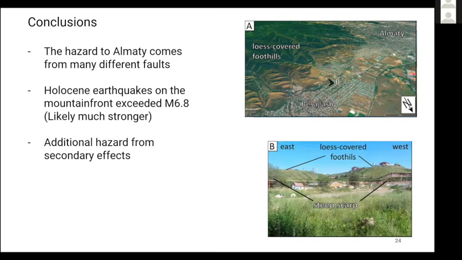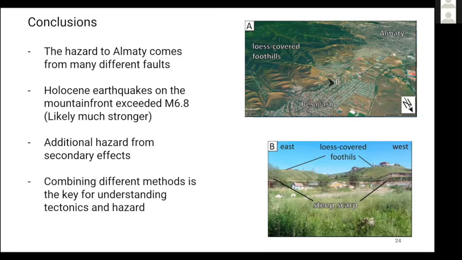Also, the canal, for example, and all the roads and infrastructure run across and along these loess hills. So if there's a big earthquake on that mountain front fault, that's gotta be a huge problem from many different perspectives. And I hope I could also show you that really combining different methods, combining different data sets and field observations and GPS and seismology really is the key for understanding the bigger picture of what's happening here.